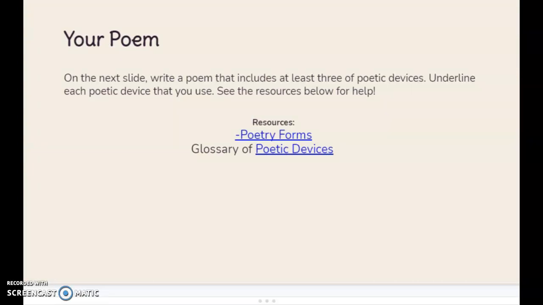On this next slide, you're going to write a poem that includes at least 3 of the poetic devices above. Underline each poetic device that you use, and you can see these resources for help. So here is a website about different types of poems if you're not sure how to start, and then this one has some poetic devices here.